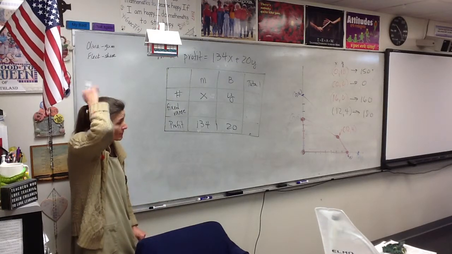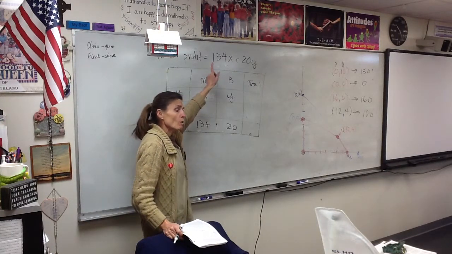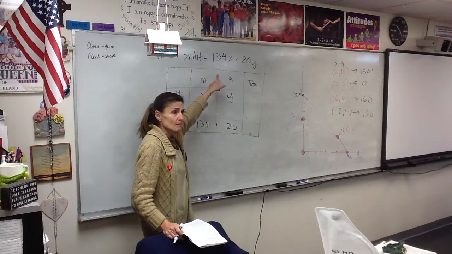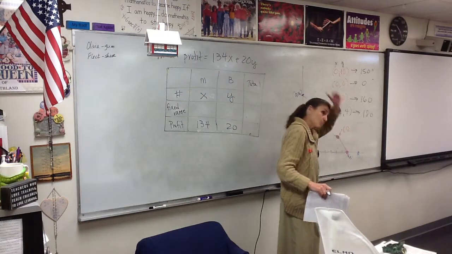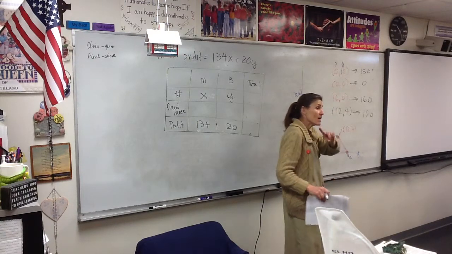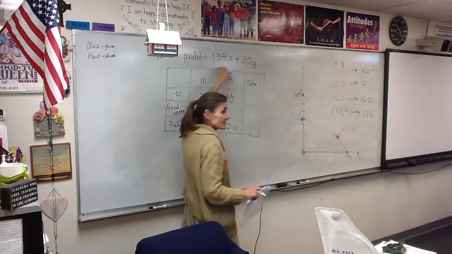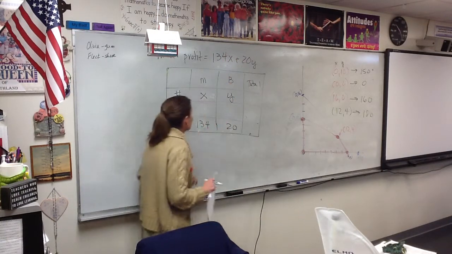Very good. By the way, I don't graph that, do I? What do I end up doing with that? Once we find the corners, we're going to draw a new picture, and we're going to have new corners. Then we'll plug those into this, and the biggest one wins. Most profit. Okay, very good.